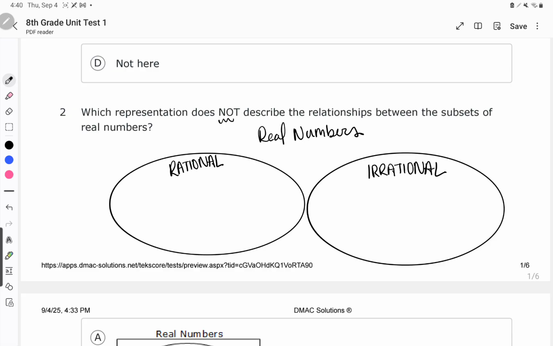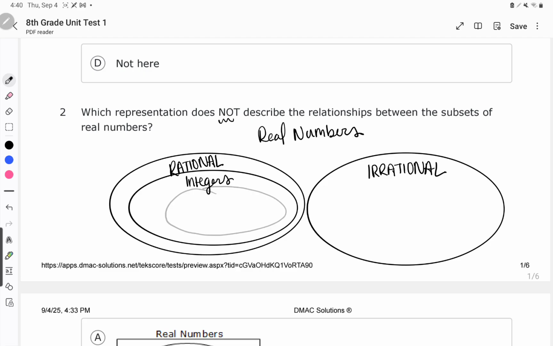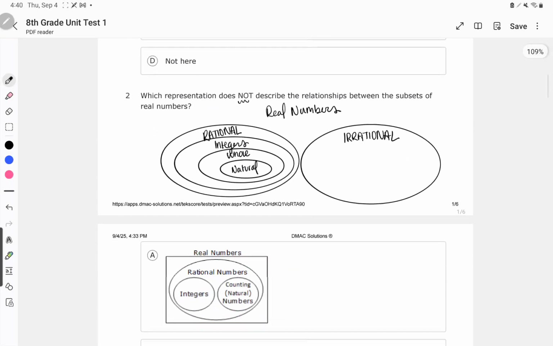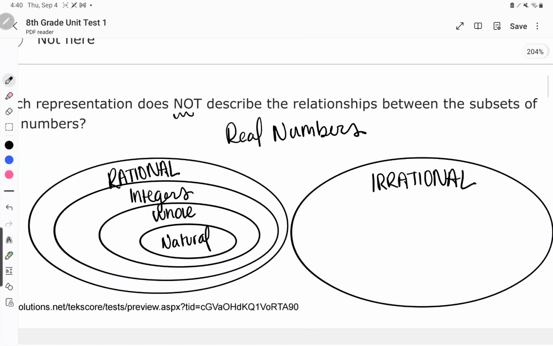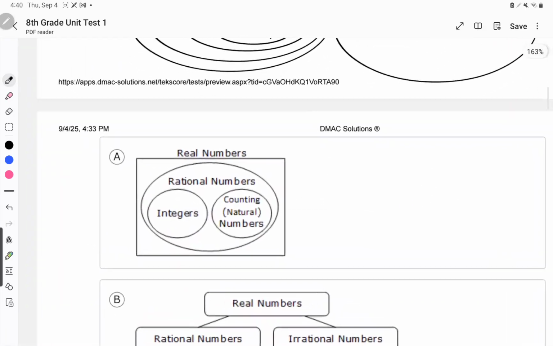Now, of rational numbers, there are several subsets of rational numbers. So the first one is what we just talked about with the integers. And then the next one is whole numbers. And the next one is natural numbers. So when we take a look at this, we're looking for the one that doesn't look anything like this at all. Like rational and irrational may be together, or integer and whole numbers may be separate from each other even though they're stacked into each other. So that's what we're looking for, is something that doesn't look like that.